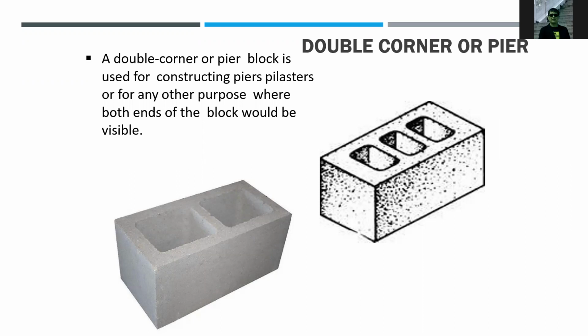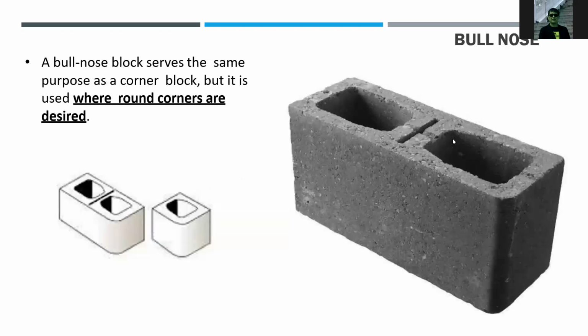Excuse me. A double corner or pier block is used for constructing piers, pilasters, or any other purposes where both ends of the block would be visible. The bullnose block serves the same purpose as a corner block, but it is used when round corners are desired.